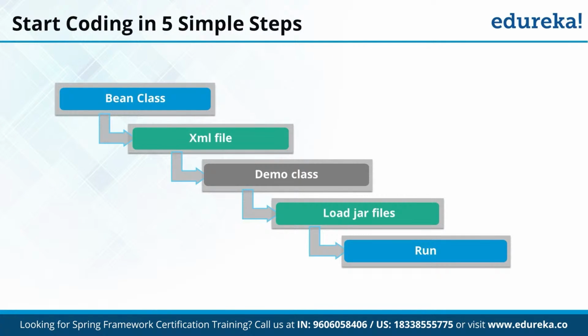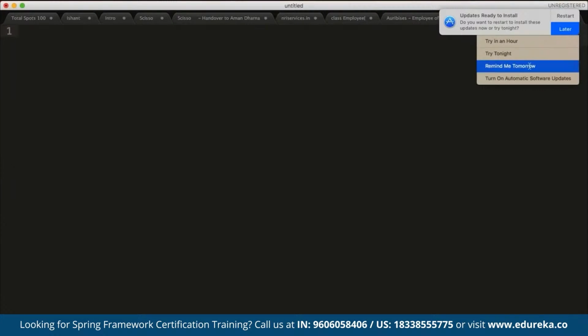Now, in order to code the application, we have 5 simple steps. The first one is you need to write a bean class. Then we need to have an XML file. Then there will be one main class that has the main method, where you're going to write your core logic. You need to load the jar files required for your Spring core framework, and finally you run your project, right? So that's the sequential approach of writing our program. Guys, let's focus on how we are going to perform this operation.